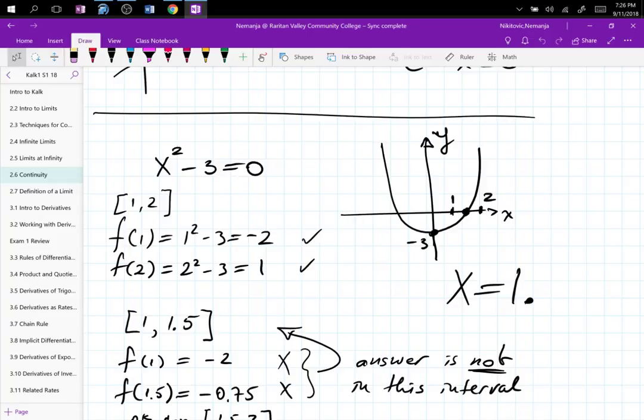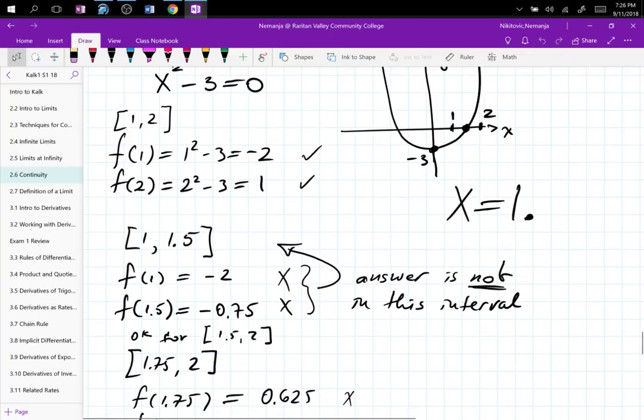You see that? I calculated f of 1, calculated f of 1.5, they're both negative. And I need positive and negative. Because only when you have a positive and a negative does it guarantee that the answer is trapped in between. I got both negatives. So the answer is not in this interval. Well, if it's not there, then it must be between 1.5 and 2. Great.